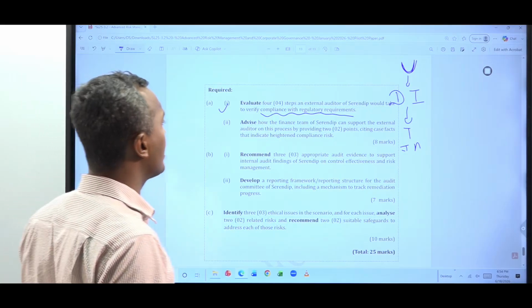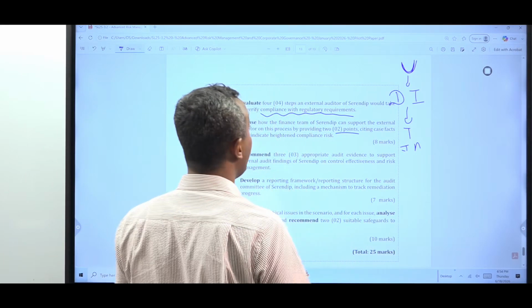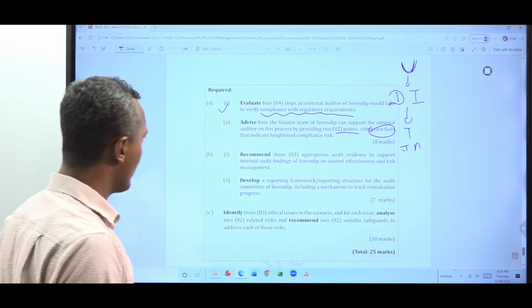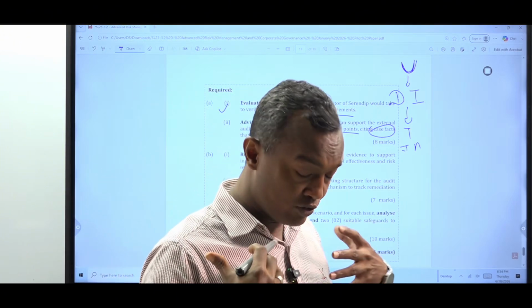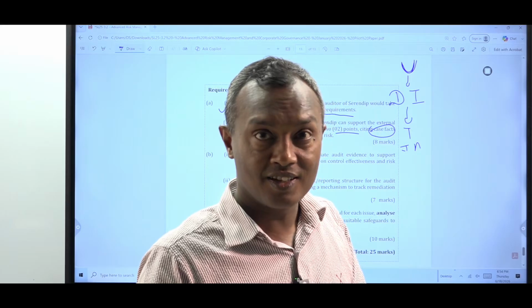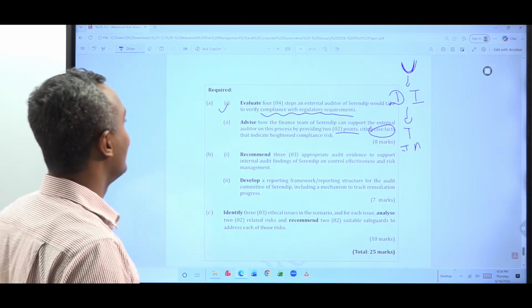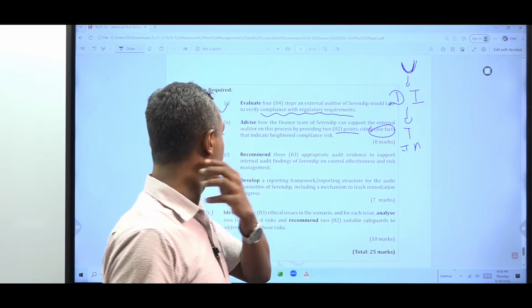Advise how finance team can support the external auditor with the process by providing 2 points, citing case facts. Here, you need to read the case. But generally speaking, how finance team supports? By providing the relevant information that you have internally on this, supporting them, clarifying them. So that's again easy, right? 2 points, but here you need to relate to case study factors.